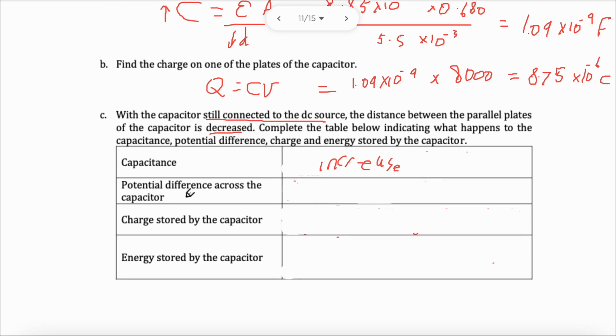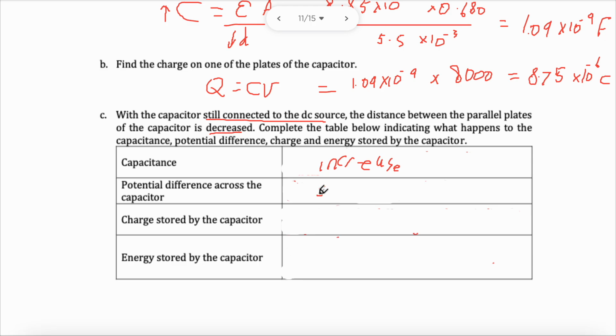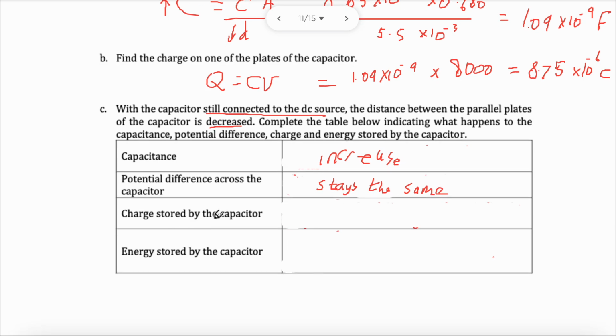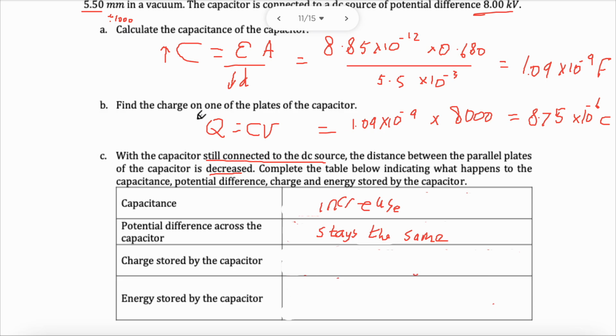Okay. Potential difference across the capacitor. Well, it is still connected to the battery, so this stays the same. The charge stored by the capacitor? Well, like I did in a previous question, if my capacitance has increased, then that means I can store more charge. My charge stored has increased.